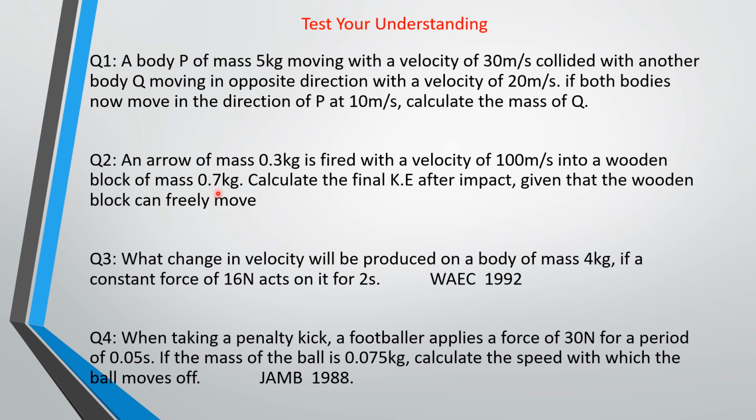So this block, you know that it is stationary, so know the equation to use. What change in velocity will be produced on a body of mass 4 kg if a constant force of 16 Newton acts on it for 2 seconds? When taking a penalty kick, a footballer applies a force of 30 Newton for a period of 0.05 seconds. If the mass of the ball is 0.075 kg, calculate the speed with which the ball moves off. Okay, so know the equation to use and then solve all these problems.